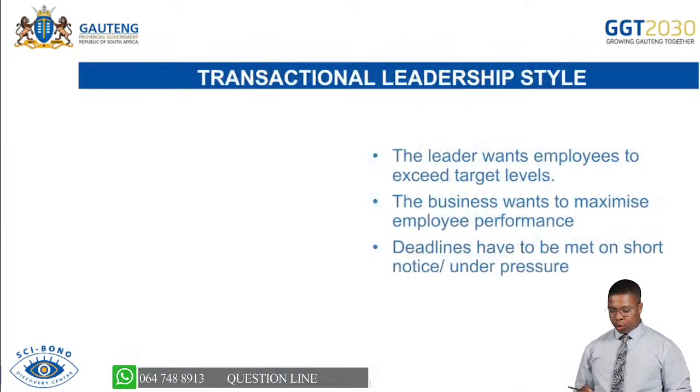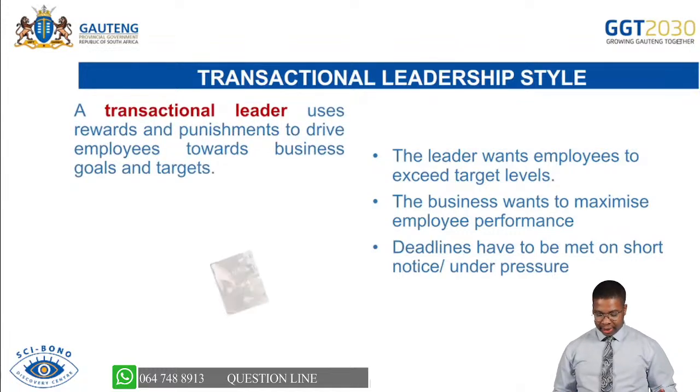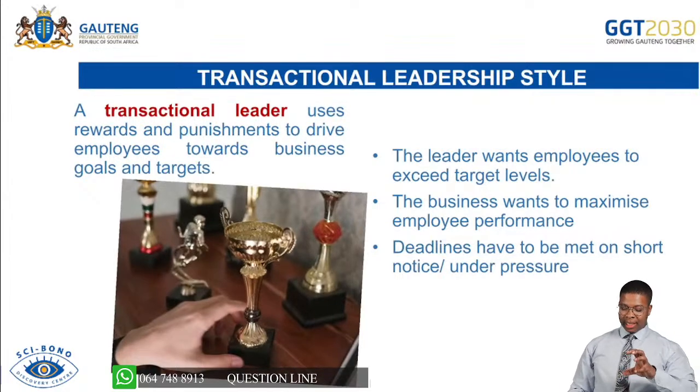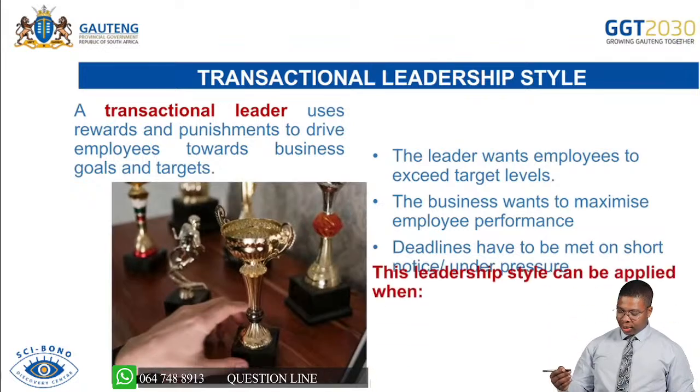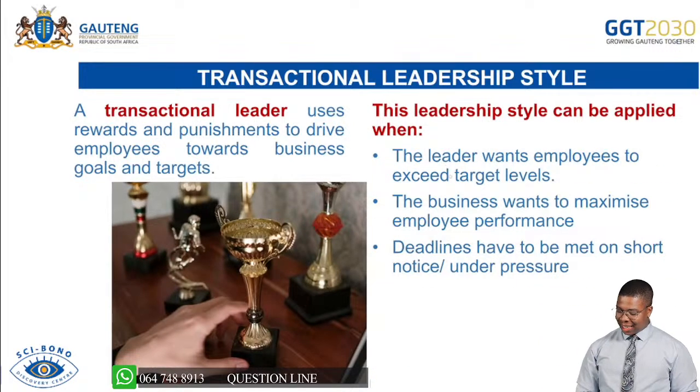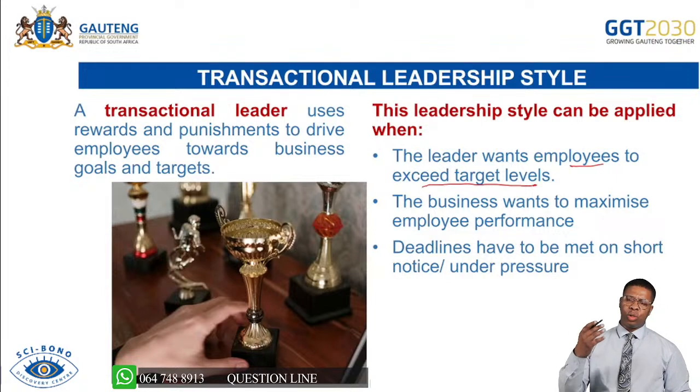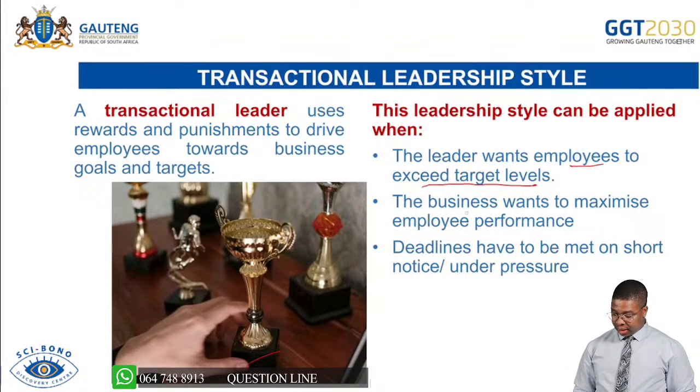Now, we proceed to another one, which is transactional. This is a leader that uses reward and punishment to drive employees towards business goals and targets. So when do you use this leadership style? When the leader wants employees to exceed targets. This leader will use a system of reward and punishment, to say if you do well, you are rewarded, but if you don't do well, you will be punished. It is also used when the business wants to maximize employees' performance.